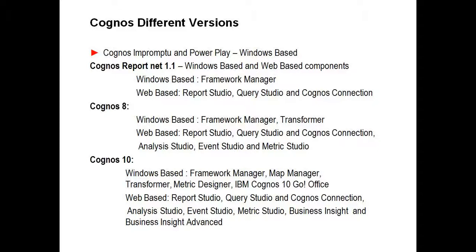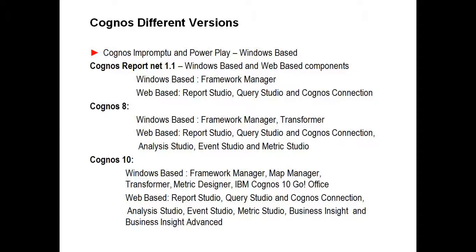So, coming to Cognos, we have different versions. Right from ReportNet, before that it was Impromptu and PowerPlay. Those are Windows based. So we have Windows-based and web-based tools in Cognos. Do you know what is web-based and what is Windows-based? Yeah, web-based means we need some URL to access it. From anywhere you can access it, if you have an internet connection.